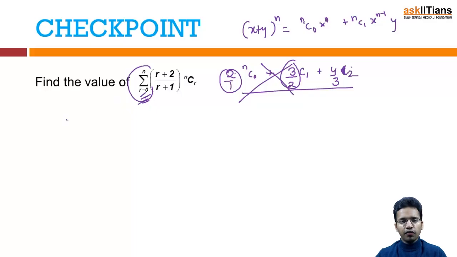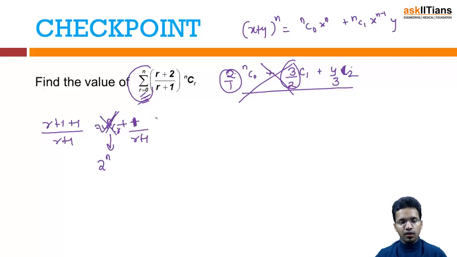Okay, first thing we can see that this is r plus 1 over r plus 1. So this becomes 1 plus r by r plus 1. Okay, now nCr, I know the summation nCr means sum of all coefficients. We just now discussed it, it was 2 raised to power n. So this part gets over.